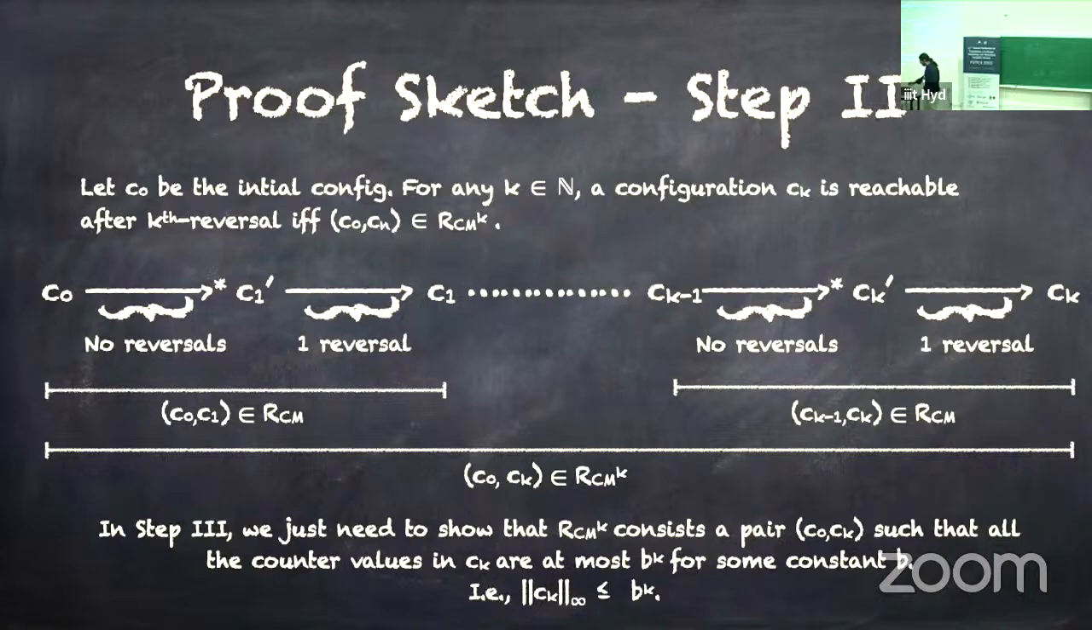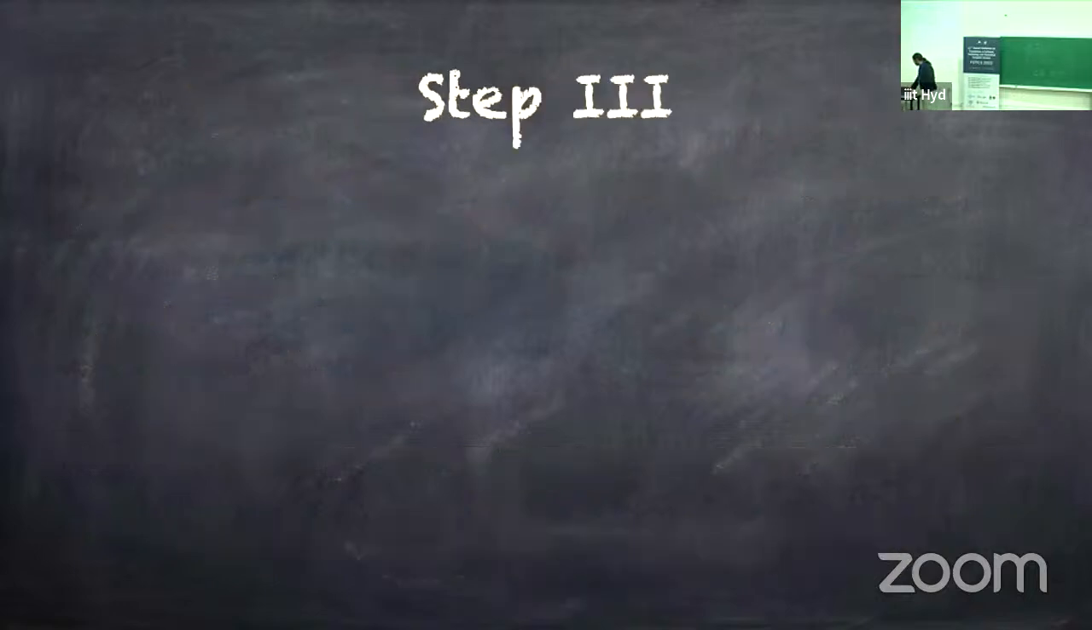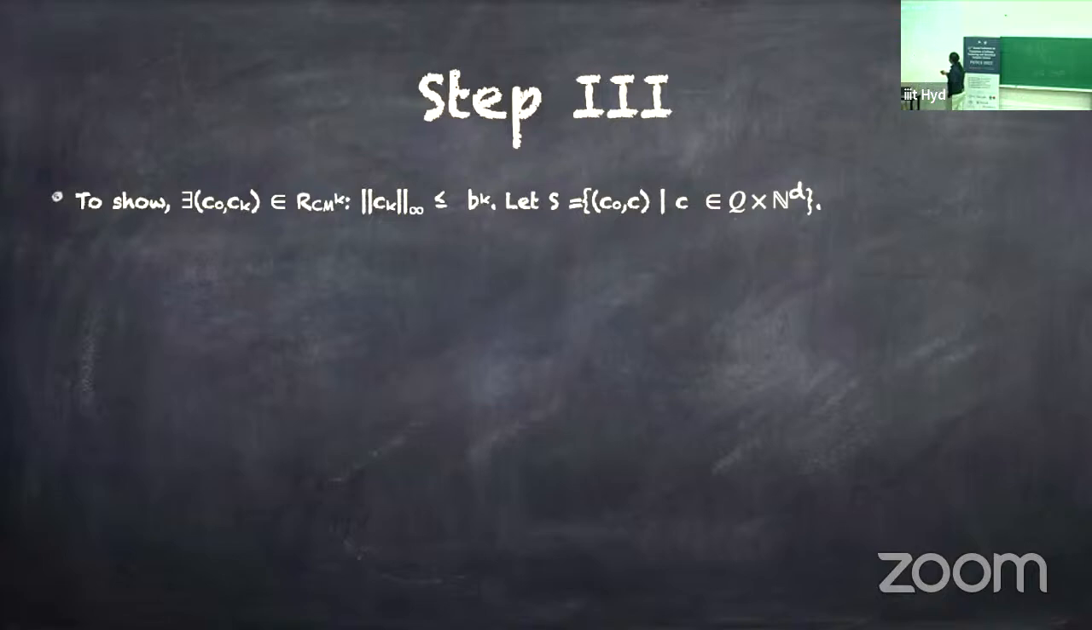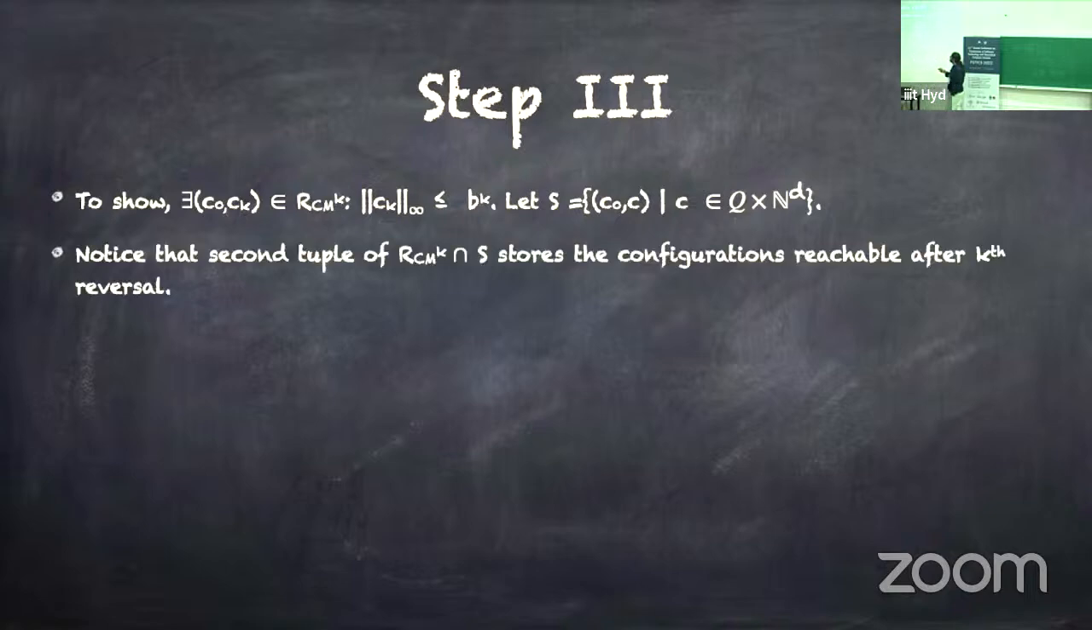At least one of the Ck's is such that. Now to show that, consider a set S, or a relation S, which basically maps the initial configuration to all the configurations. So basically, it's just the product C0 × C. Notice that the second tuple of RCMK intersection S stores the configuration reachable after the kth reversal from the initial configuration. So the purpose of S is nothing but to make sure that RCMK only considers pairs, we only consider runs which start from the initial configuration.